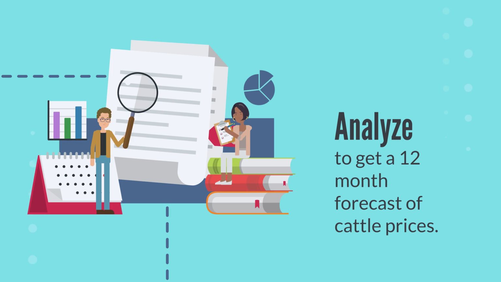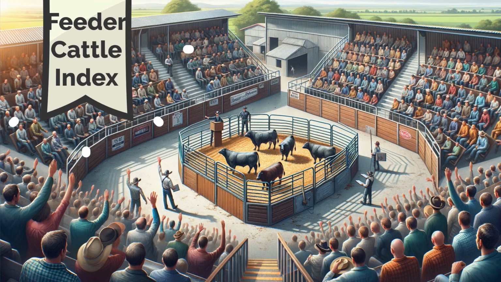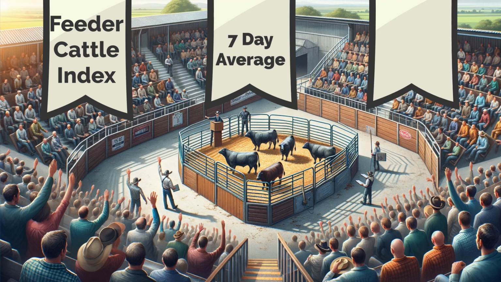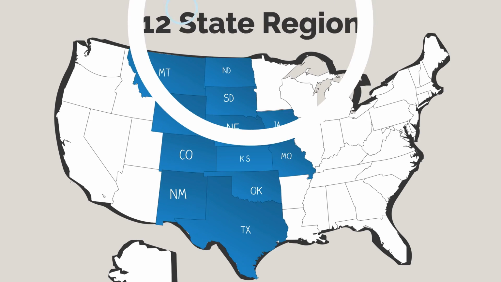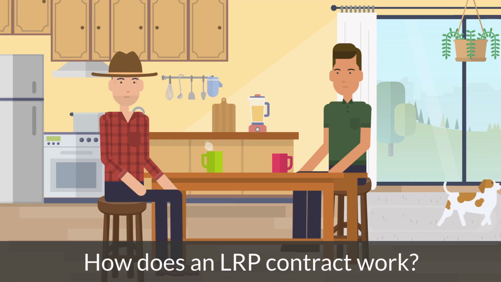Now let's talk about what price is used to determine if your LRP contract will pay you when it ends. The CME feeder cattle index is used to settle LRP contracts. The index is a 7-day rolling average of the prices for 7 to 900 pound steers that are sold in a 12-state region that is updated daily. These numbers come from local auctions, video and online auctions, and direct trade sales. Okay, I think I understand more about the feeder futures and cash markets, but how do they work with LRP?